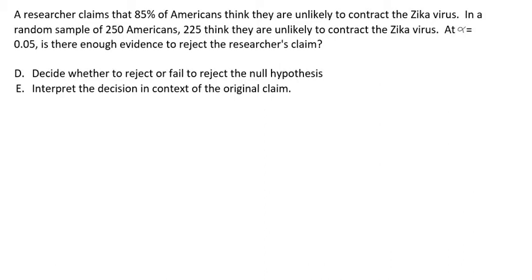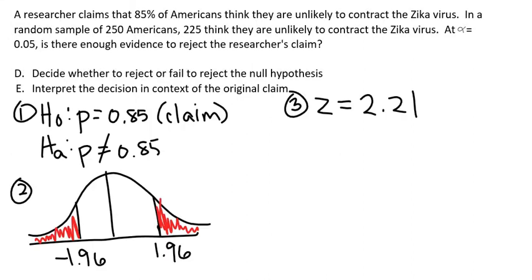Part D, decide whether to reject or fail to reject the null hypothesis, and then E, interpret the decision in context of the original claim. Let's list out what we have so far. Okay, so here we have all the answers from our first three steps. Now what I want to do is take this standardized Z test statistic and plot it on my normal curve. When I plot it, I notice that I have it in the rejection region. That means that I'm going to reject the null hypothesis.